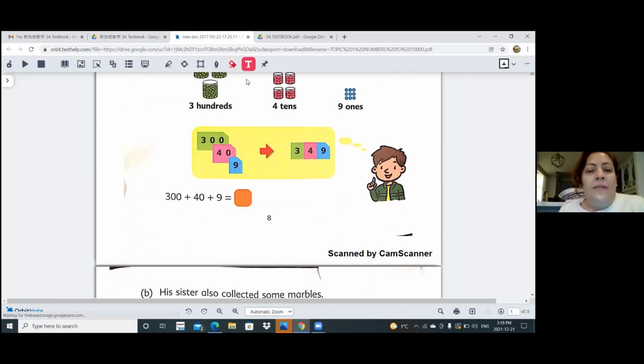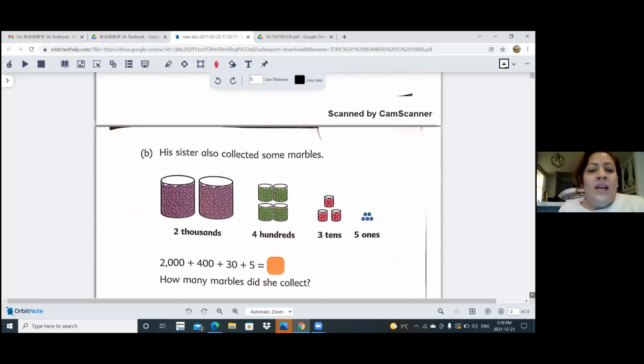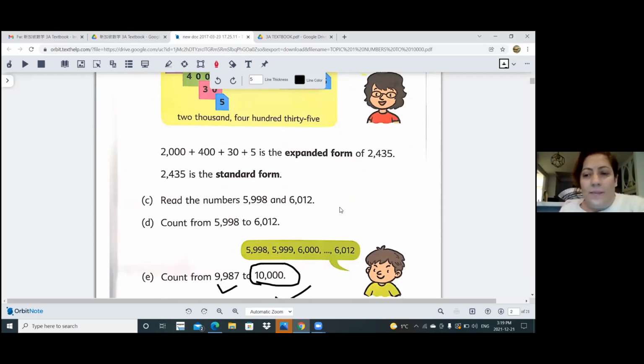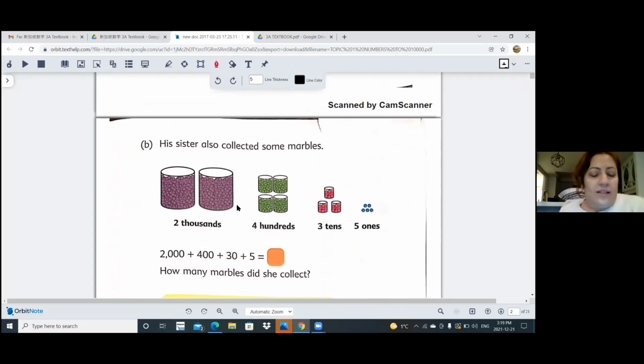So now I like the breakdown method that they show you. They show you exactly how many are in hundreds, they show you exactly how many are in tens, and they show you exactly how many are in ones. There's 3 hundreds, there's 4 tens, there's 9 ones. His sister also collected some marbles. Let me just put this up here for you guys, okay? His sister also collected some marbles. 2 thousands, 4 hundreds, 3 tens, 5 ones.